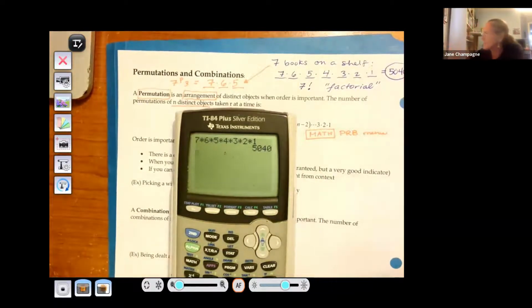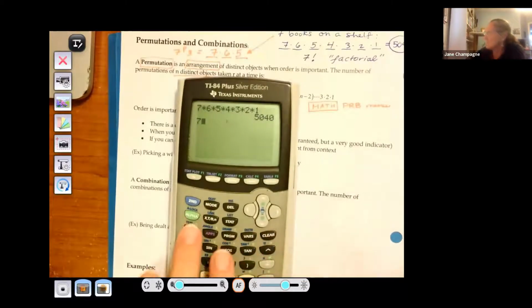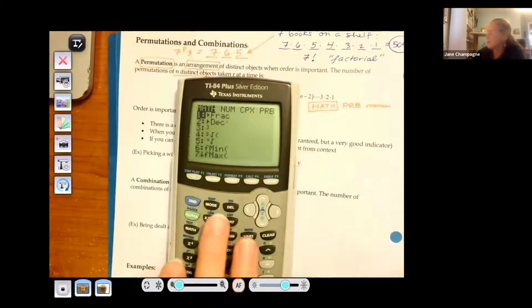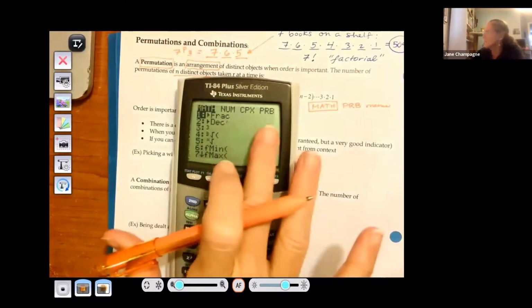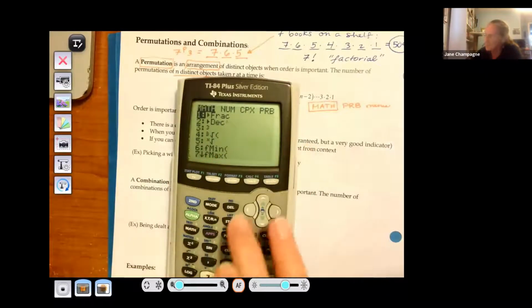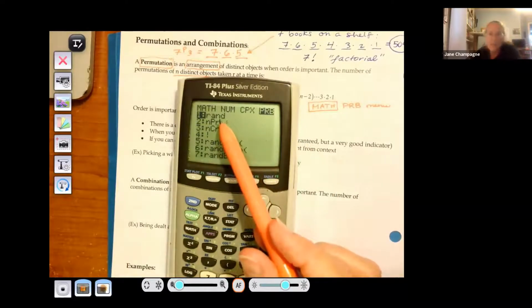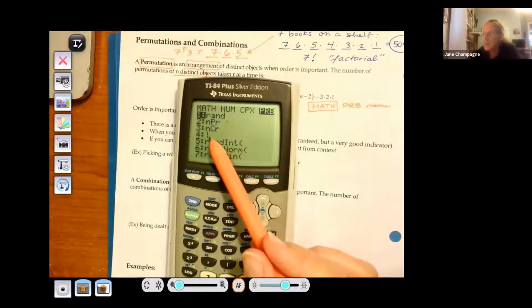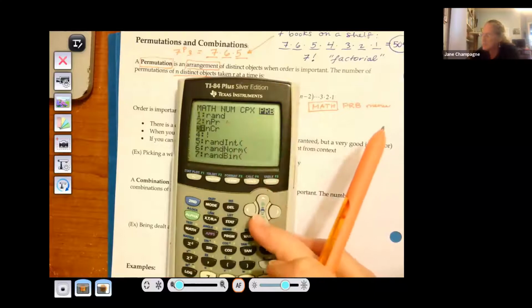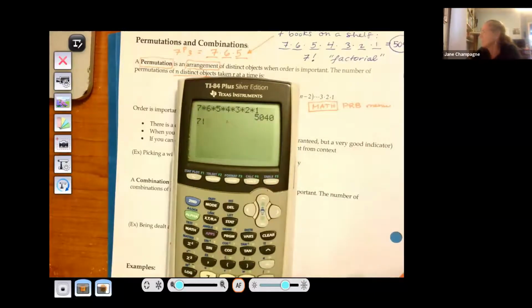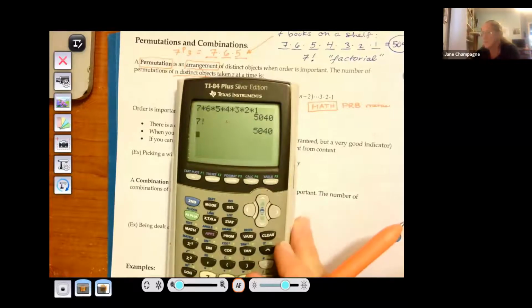If you type the 7 and then hit your math button, and then arrow over either to the left or to the right to the probability menu. There's a random number generator that we don't need, and then there's NPR, NCR, and the factorial, the exclamation point. If you go down to factorial, it'll put it after the 7, and when you hit enter, you'll get 5040.